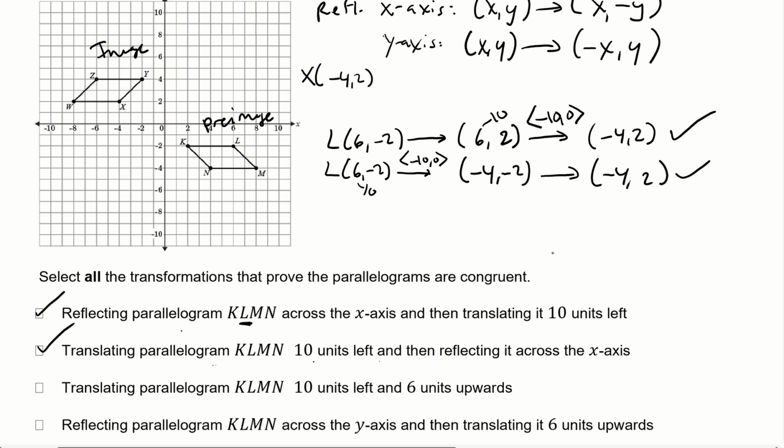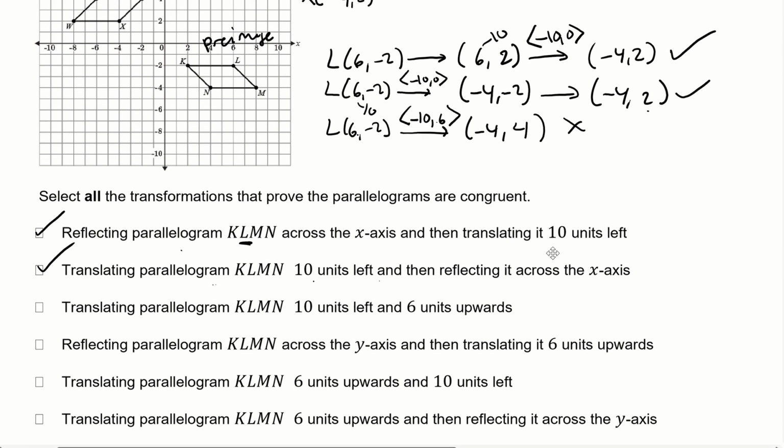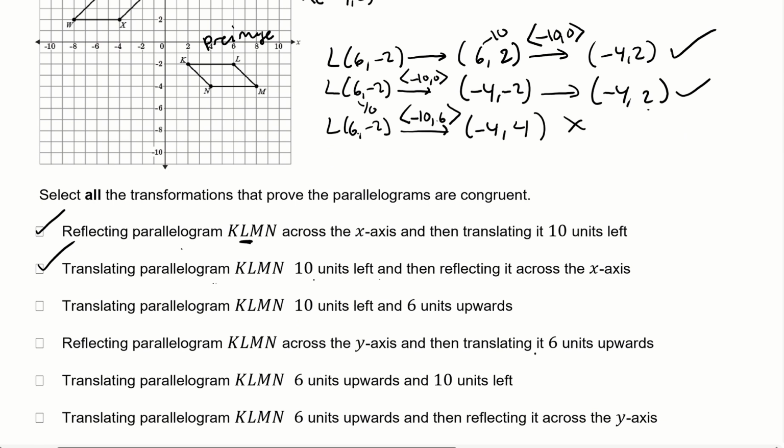All right. And then it says 10 units left and 6 up. Okay, so let's do that. So 10 units to the left and 6 up. So that's a positive 6. All right, so minus 10 here, but plus 6 there. So 6 minus 10 is negative 4, negative 2 plus 6 is 4. All right, so it's not that one, right? Although it was close.